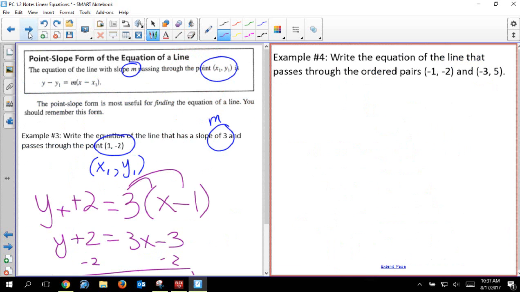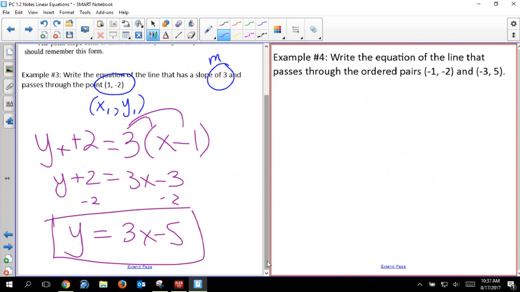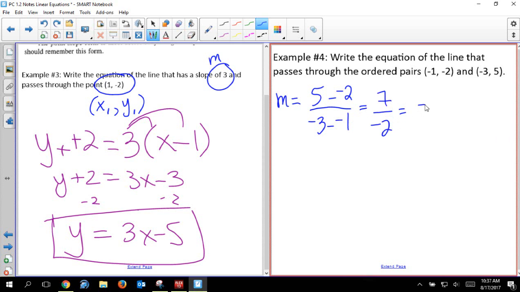All right, next question. Same kind of thing, only this time we're going to find the equation that passes through two ordered pairs, negative 1, negative 2, and negative 3, 5. So to pass through two ordered pairs, we're going to put it in point slope form. What are you missing? Missing the slope. Let's find the slope first. So 5 minus negative 2 over negative 3 minus negative 1. 7 over negative 2. So my slope is negative 7 halves.